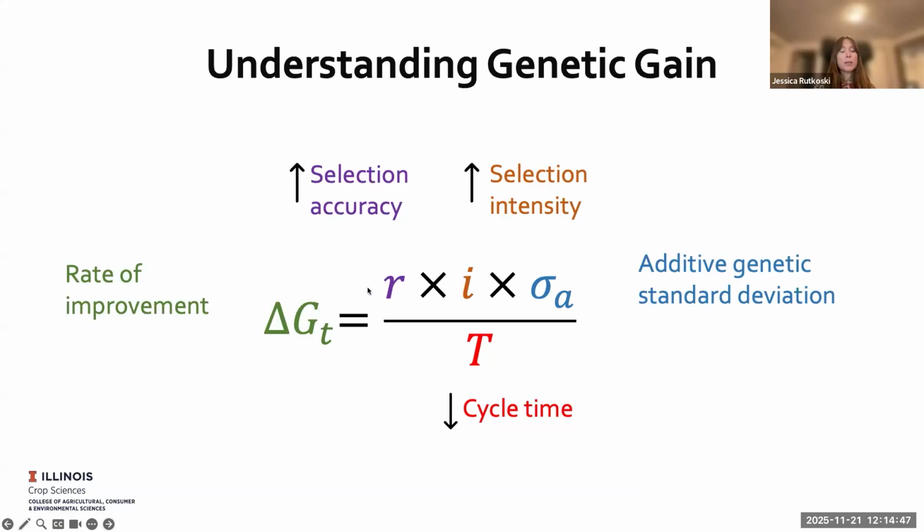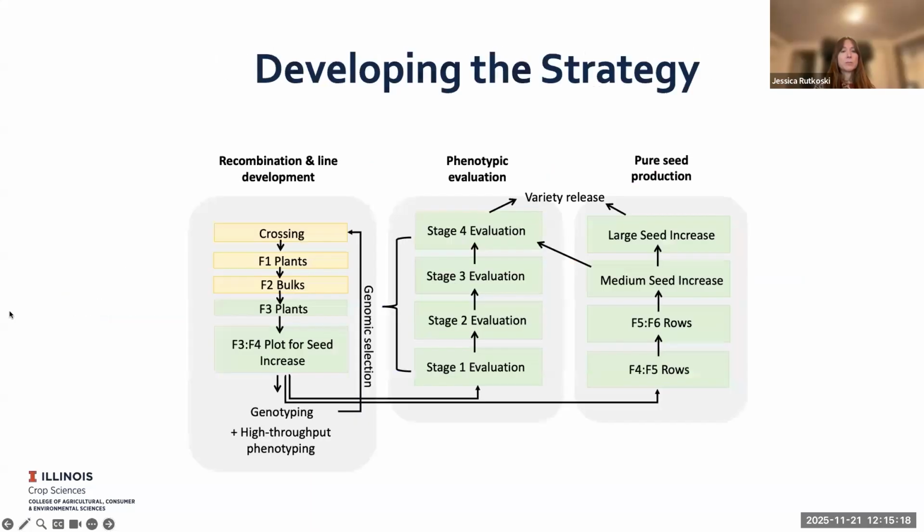So number 1, selection intensity. Selection intensity in orange here. Selection accuracy, which is in purple. Added to genetic standard deviation, and the cycle time. So we want to improve things like selection accuracy and intensity and we want to decrease the cycle time. So using those concepts to guide us, we can then think about how do we develop the right strategy to achieve genetic gain for our traits of interest.